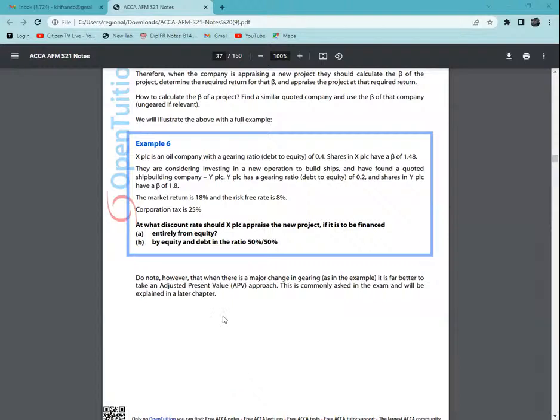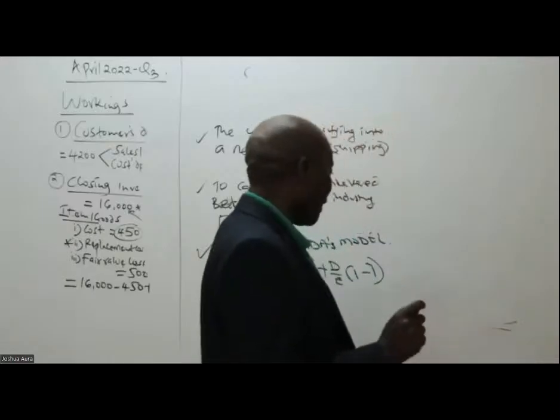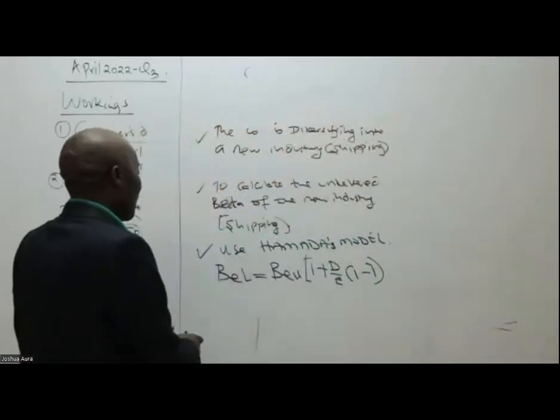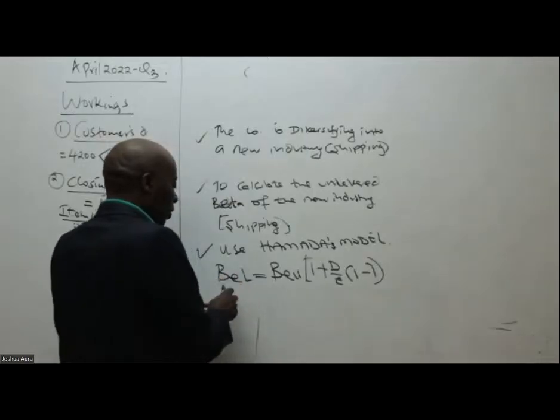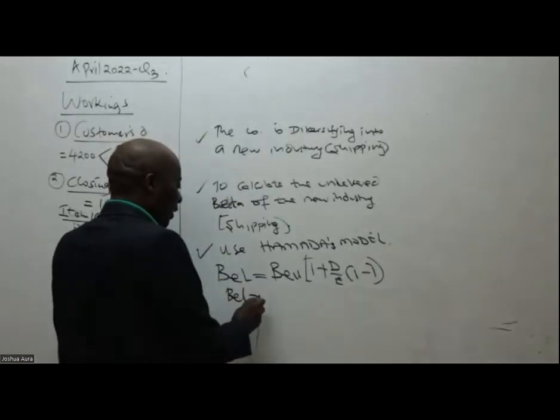Yeah, it's levered. Thank you so much. Do you know why? It's because this shipping company, they have already told us that there is debt in here. You can see debt to equity. So it's beta equity of a levered firm. This 1.8 is beta equity of the levered firm because this firm has already debt in it. So meaning, ladies and gentlemen, they have given us Bell. Bell is beta equity levered, which in this case is 1.8 of the new industry.